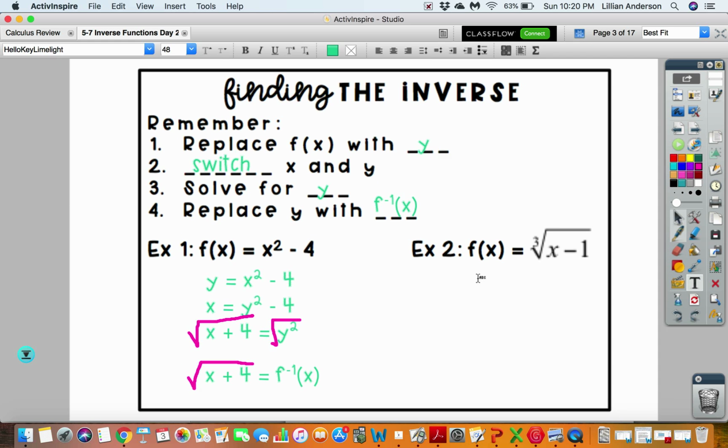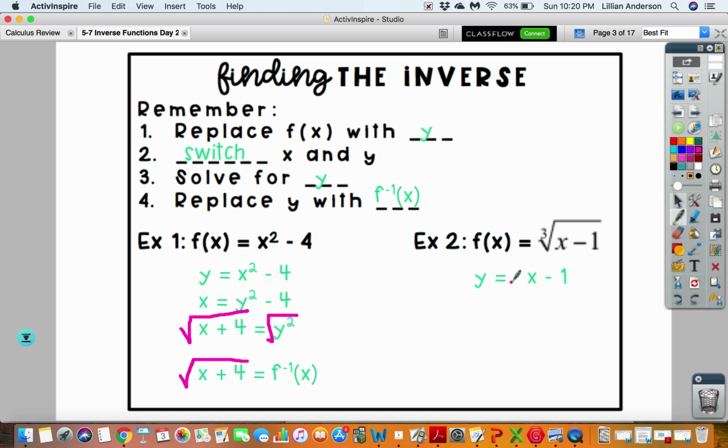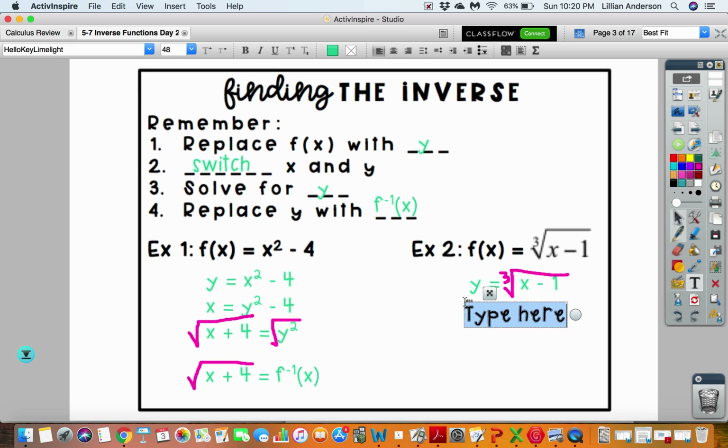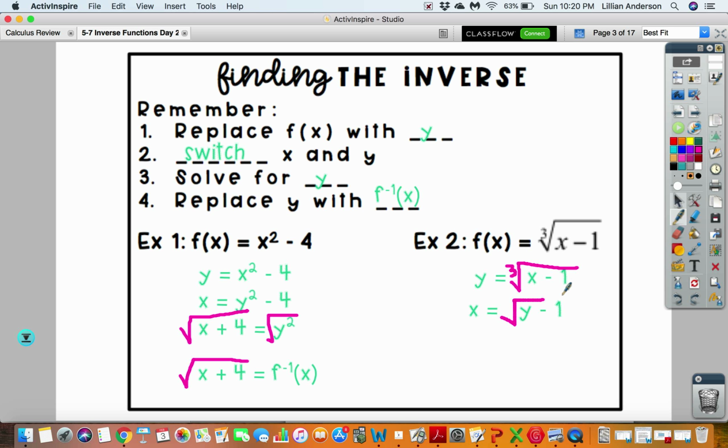So hopefully you have an answer, okay? Hopefully you switched f of x with y. So then it would have been y equals the cube root of x minus 1. And then from there, you had to switch x and y. So when you switched x and y, hopefully you got x equals the cube root of y minus 1. After that, you had to solve for y.